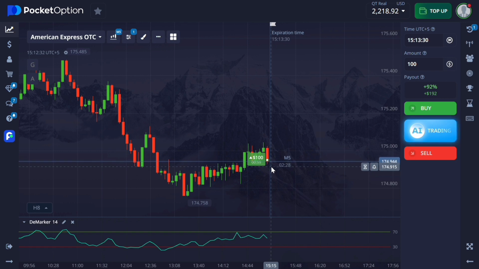How to use the DeMark indicator in trading. One of the most popular ways to use the DeMark indicator is to identify potential reversal points in a market trend. We can also use the indicator to confirm trading signals.